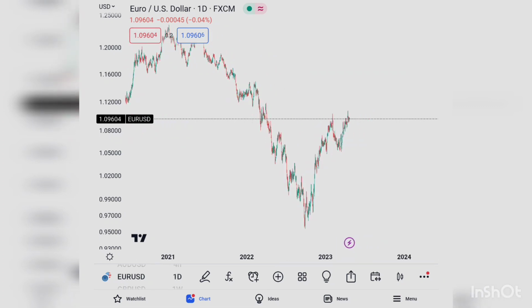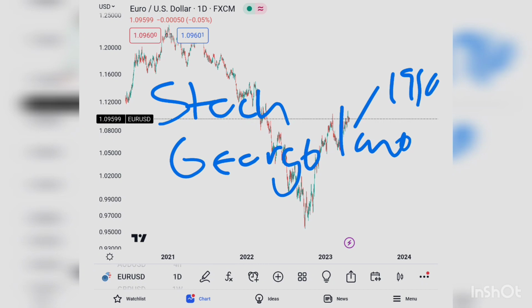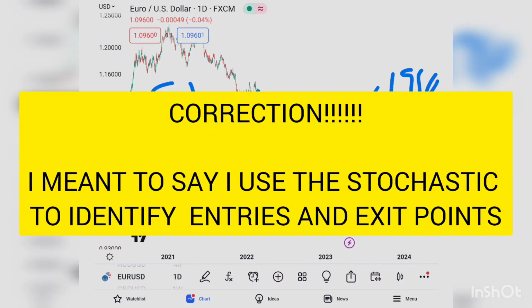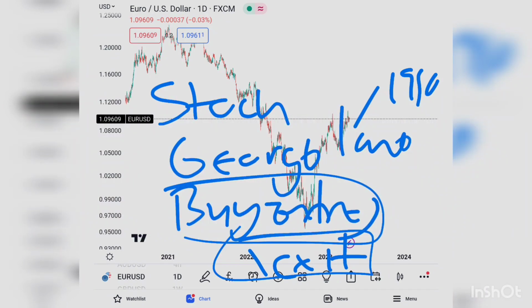So basically, guys, this stochastic oscillator that I'm talking about, it was created by George Lane, okay, in the 1950s. Okay, so basically, as for me, I use the stochastic, like what I've told you, to identify buy entries or when to exit a trade. This is how I use a stochastic oscillator. It's a trend reversal indicator. It shows you when there's going to be a trend reversal.